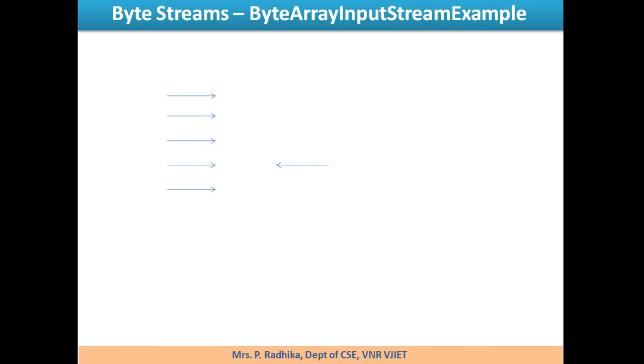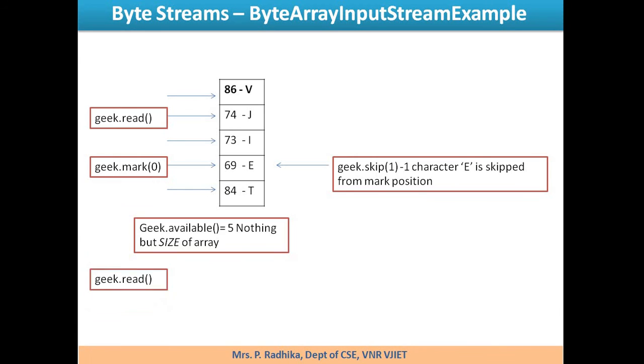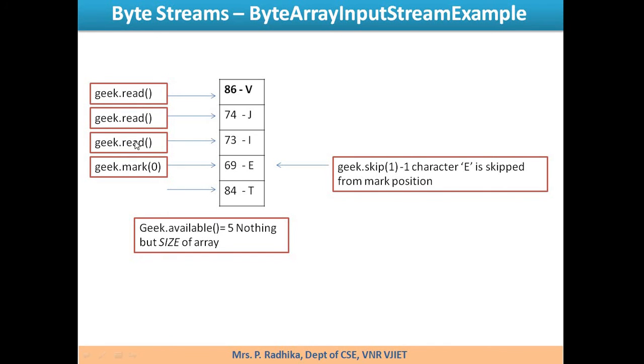Now let's see an example. Now this is a buffer which consists of integer values 86, 74, 73, 69 and 84. The corresponding ASCII values we have written here, VJIET, but the buffer consists of only these integer values. Now first of all read the data, read the data till 3 characters. So first of all till 3 characters data is read, and then at the 4th character we are marking. We are marking and we are making it as 0th position.